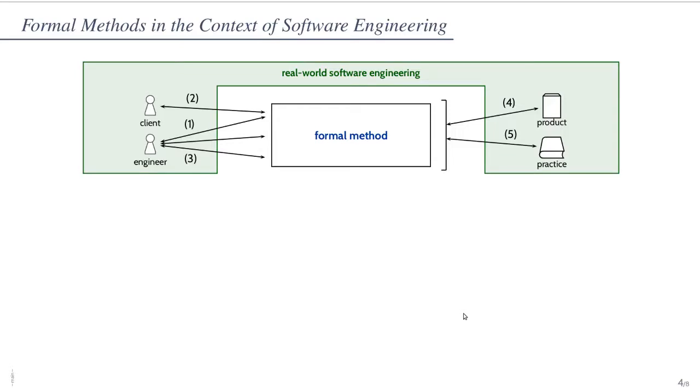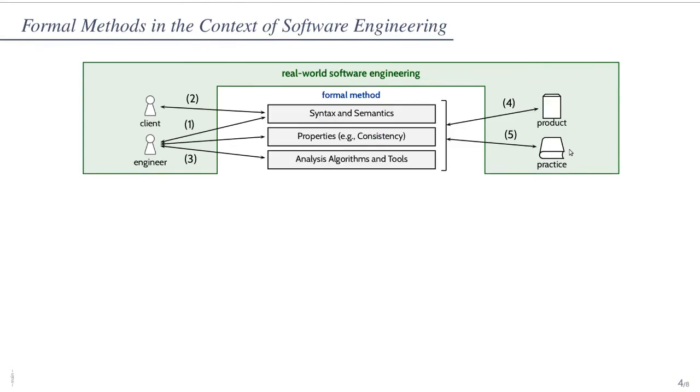Where's the problem? Well, we want to introduce formal methods in the context of software engineering, so we need to consider, of course, the software engineers, client customers, the relation to the products under construction, and the relation to today's mostly informal practice of software engineering. Let's zoom in a bit and distinguish a formal method consisting of a description language with syntax and semantics, properties like consistency for requirements, and then analysis algorithms and tools that can check such properties on a given description in a particular formalism.